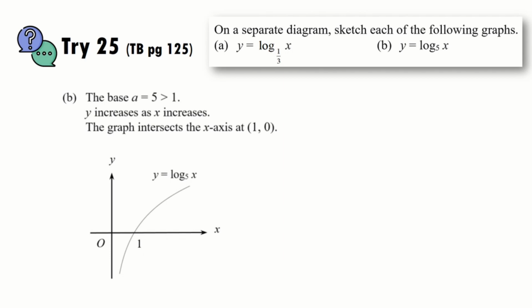Then in part B, we see that the base itself is 5, and that is the case whereby a is more than 1. So the shape will be in such a manner. Then after that, the x-intercept will be at 1. And then we observe over here that it is approaching the y-axis but never touching it.